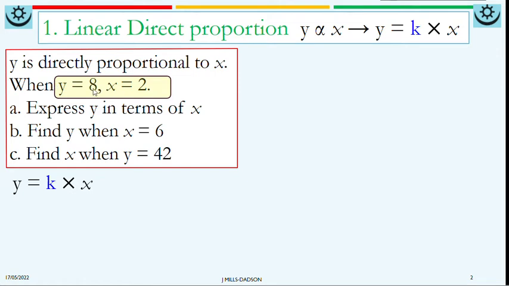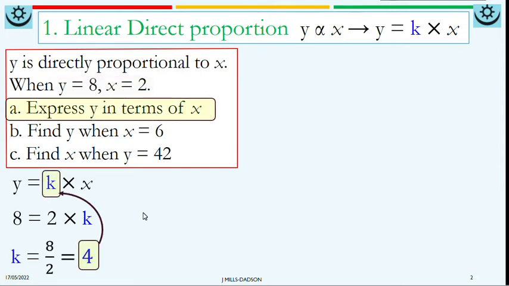Then you're going to use these two initial numbers to substitute to work out your K. So 8 equals 2 times K. And therefore we need to work out what K is from here. Simple equation, we divide through by 2, so K will be equal to 4.